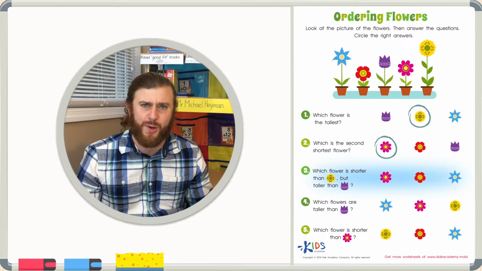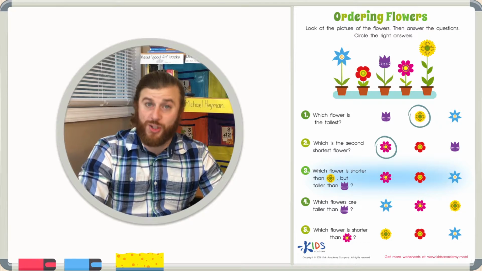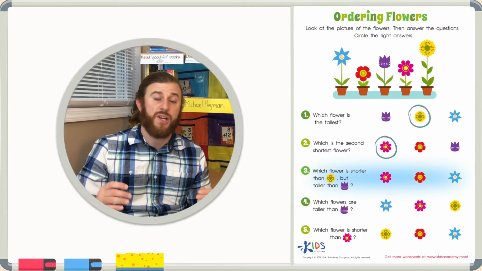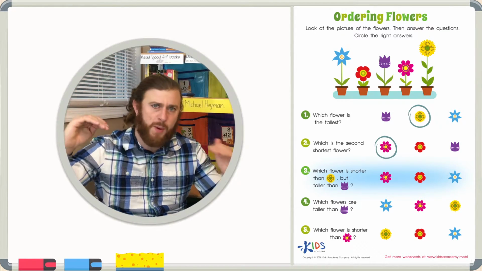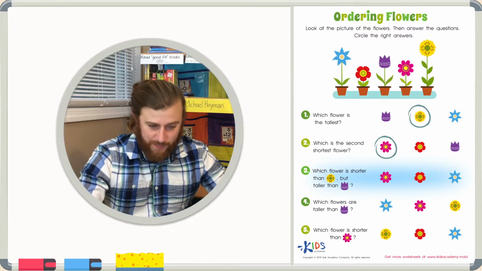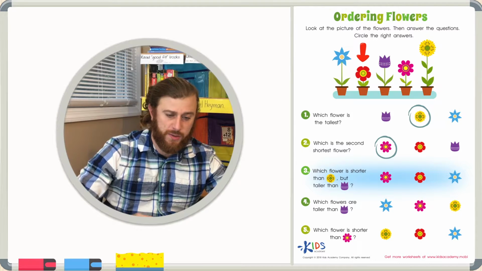Number 3, another tricky word problem. Which flower is shorter than the yellow flower, but taller than the purple flower? So we need to find a flower that's right in between the yellow flower and the purple flower. Let's look closely and see if we can find which flower that is. Well, we know it's not the red flower because the red flower is the shortest.